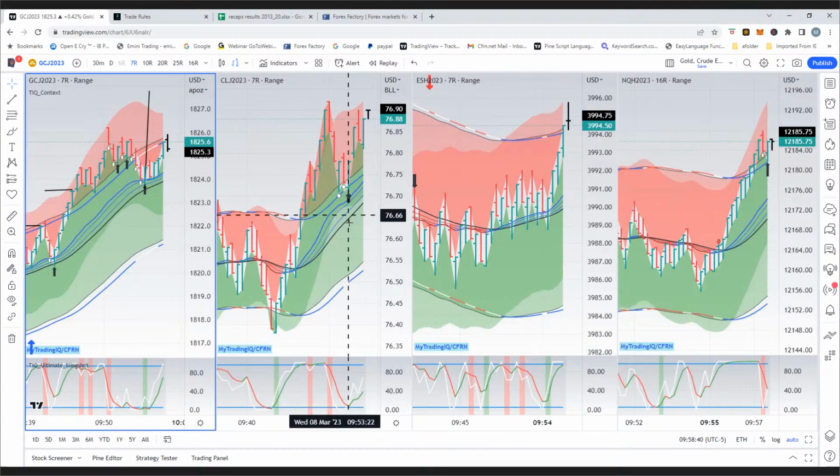There was a trade in here. I'm sorry, a trade in here on the crude that I totally missed. A trade over here on the NQ that I missed.